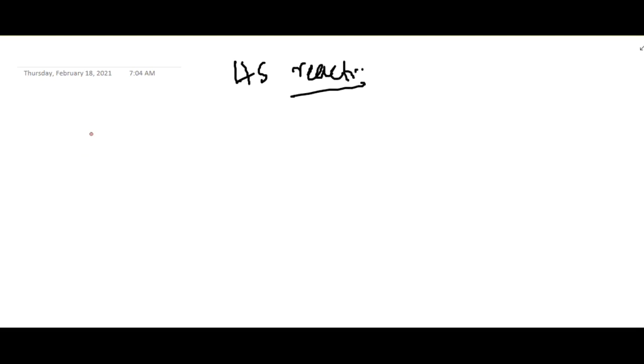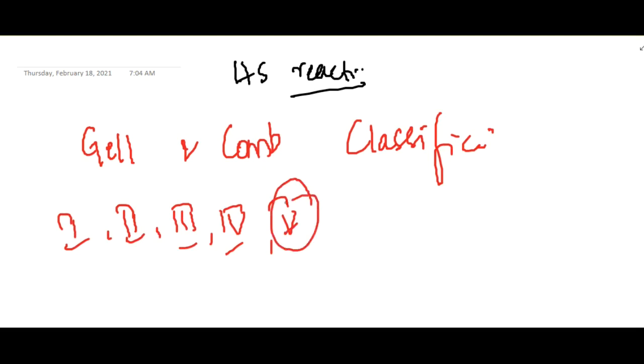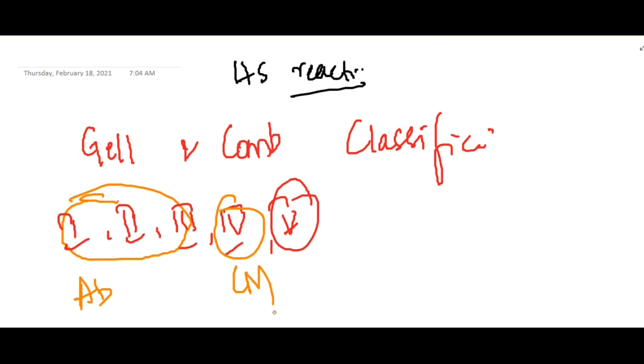Hypersensitivity reactions are classified by the Gell and Coombs classification into types 1, 2, 3, 4, and recently 5. Among these, 1, 2 and 3 are antibody mediated, whereas type 4 is mainly cell mediated.